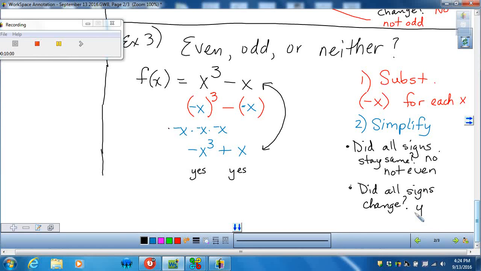So yes, which means that our answer is odd. x cubed take away x is an odd function. If you were to graph it, you would see that its graph would have origin symmetry.